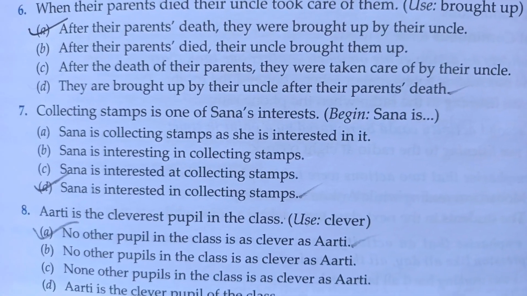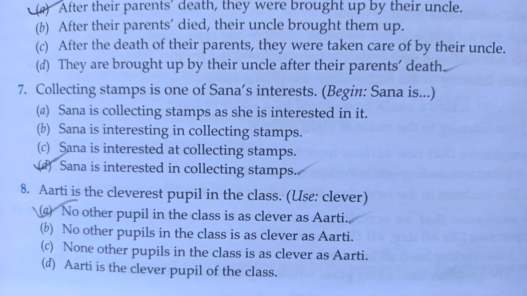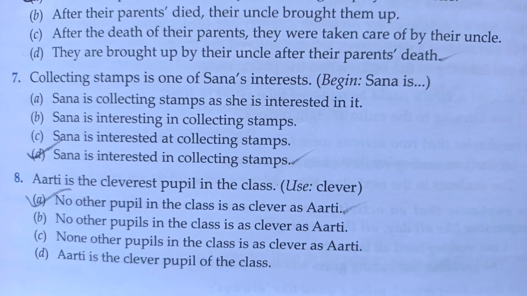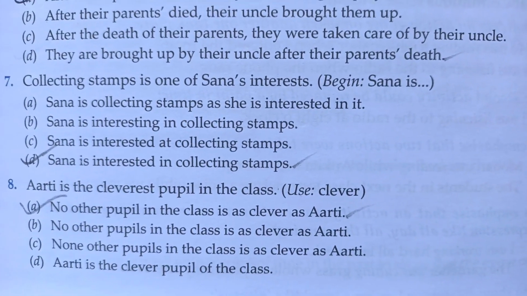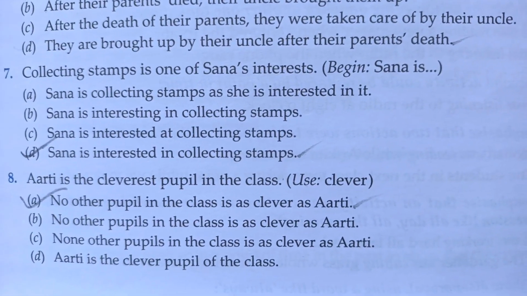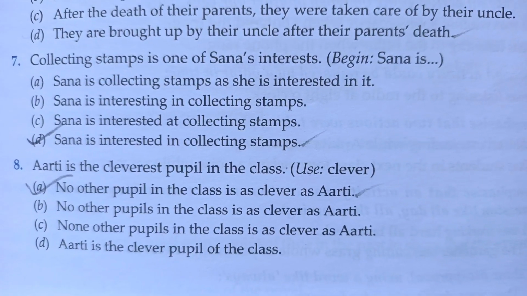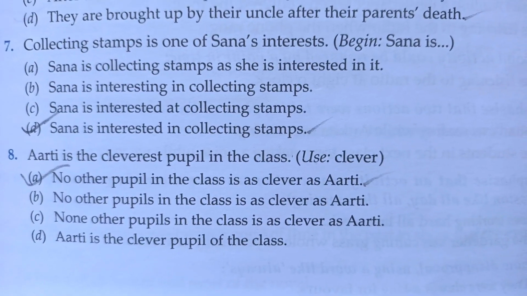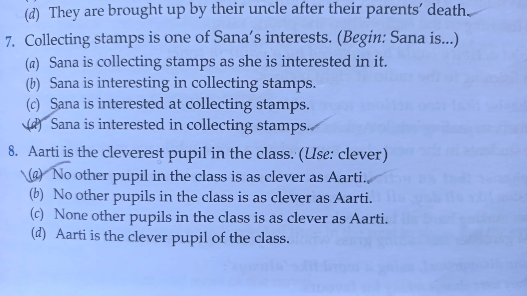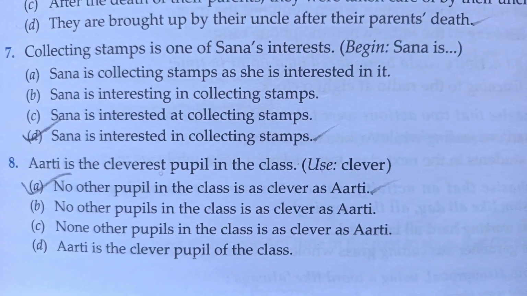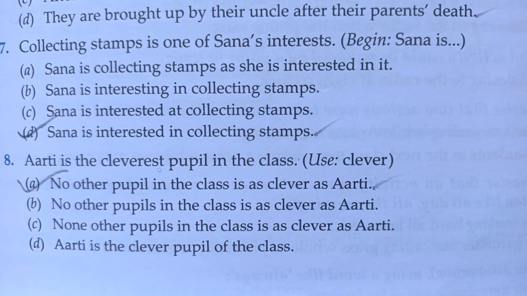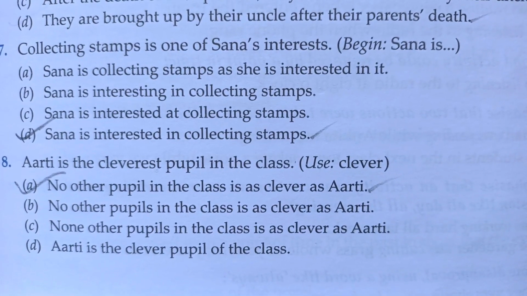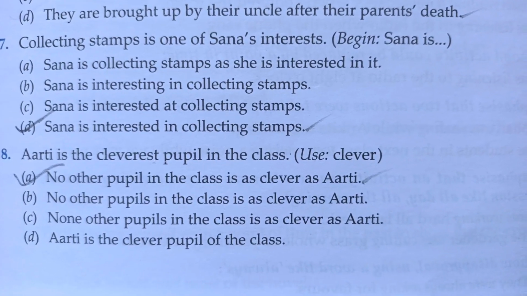Number 7, collecting stamps is one of Sana's interests. So here you have to begin with Sana is. So here, Sana is interested in collecting stamps. Number 8, Aarti is the cleverest pupil in the class. So here you have to use clever. So it is option A is correct. No other pupil in the class is as clever as Aarti.